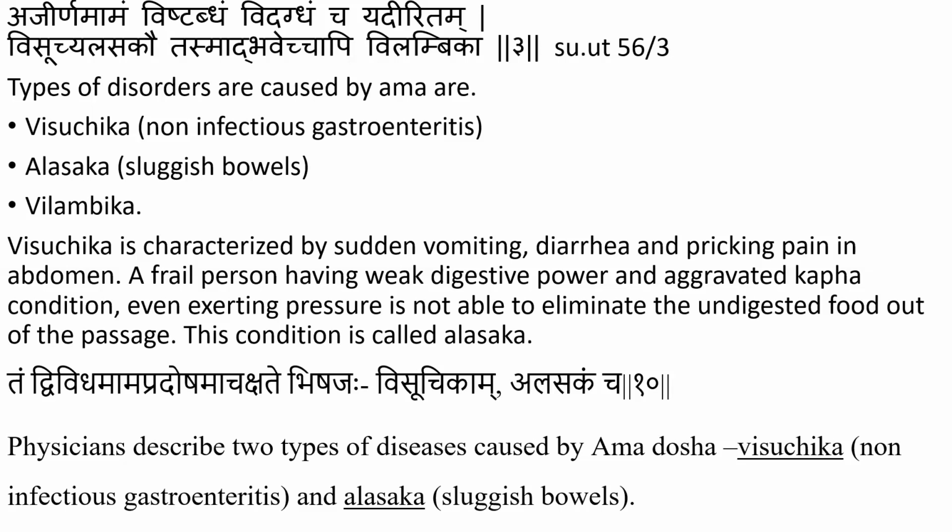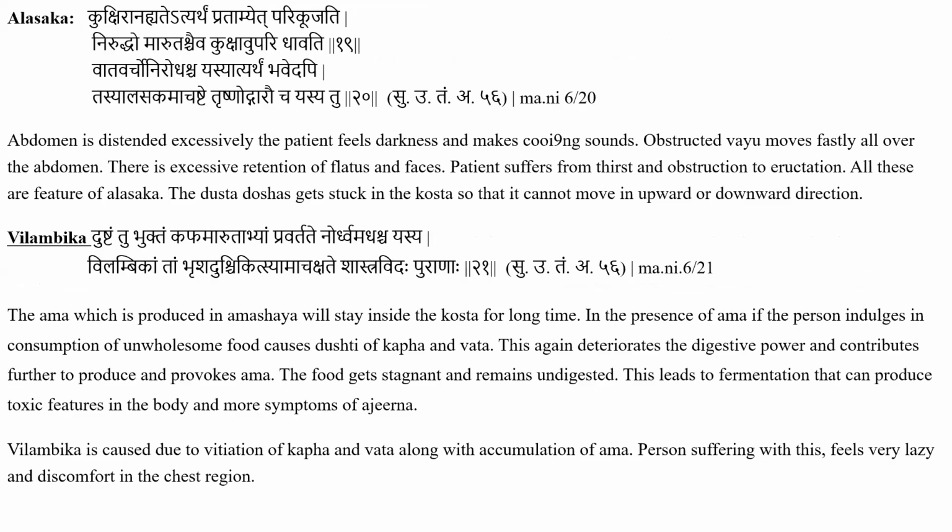That is why it is called alasaka, in the middle of the gut. The abdomen is distended excessively, because of niruddho marutascheva kukshi paridha. Here, the patient will have absence of elimination because of maruta dushti. Here, obstruction to the pathway happens at one particular point. The GIT produces hyperactive movement where Vishuchika occurs.